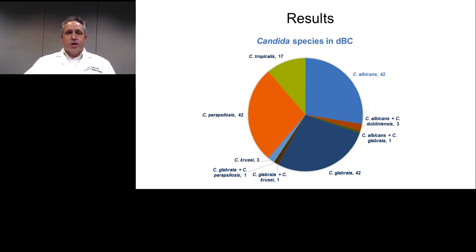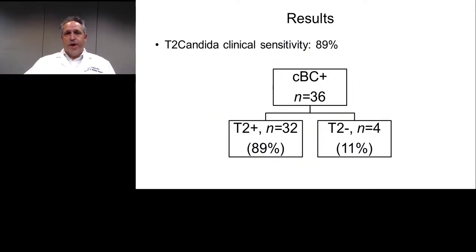So here's the primary endpoint, which is the T2Candida clinical sensitivity, and it was 89% among 36 patients who had a companion blood culture that was positive for one of the 5 species detected by the T2 panel. In fact, the T2 positive result identified the same Candida species in 32 of those. You'll notice then that in 4 patients, the companion blood culture was positive. However, the T2 sample simultaneously collected was negative.